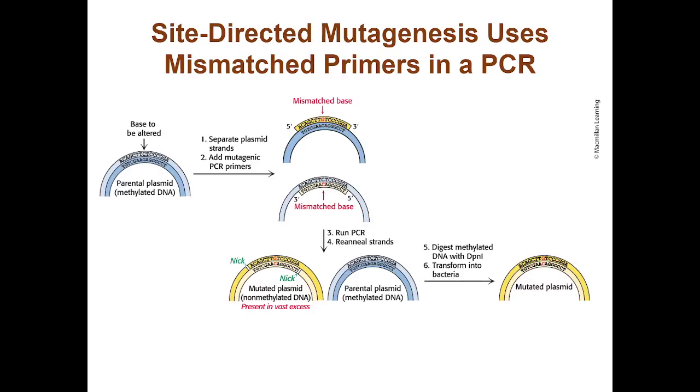Site-directed mutagenesis is going to use mismatched primers in a PCR. And so here we have the base that's to be altered. We'll have the parental plasmid here. This is methylated DNA. So we'll then separate the plasmid strands. We'll add mutagenic PCR primers. And so here we see that we've added a primer, and see how one of them is mismatched. That's not right, is it? But because all the others are matched, it binds pretty well. It'll be hard for that to come off. And so, again, we have the other side here. Everybody okay with that so far?